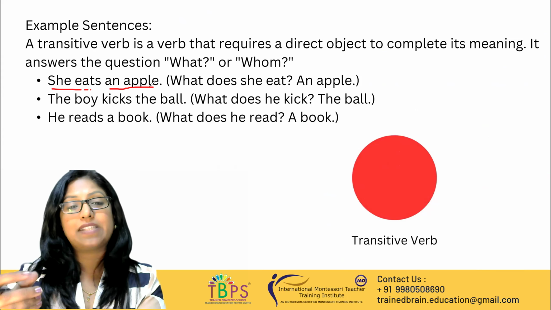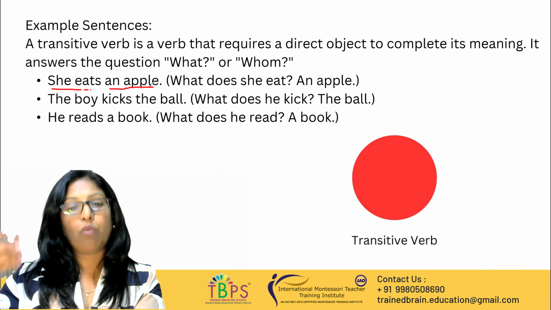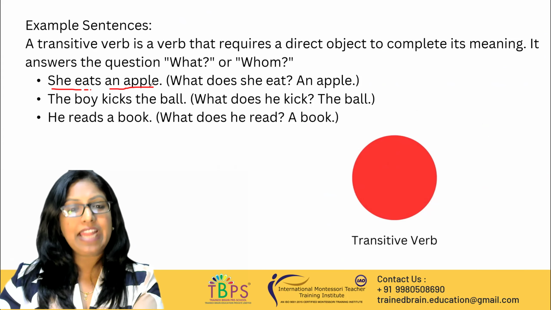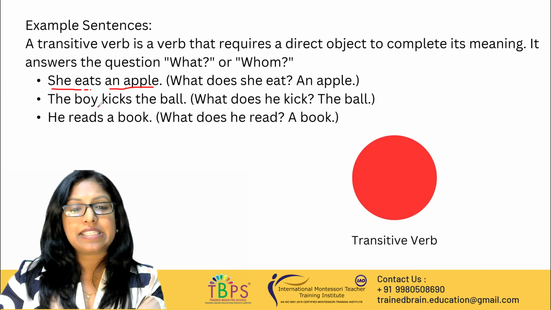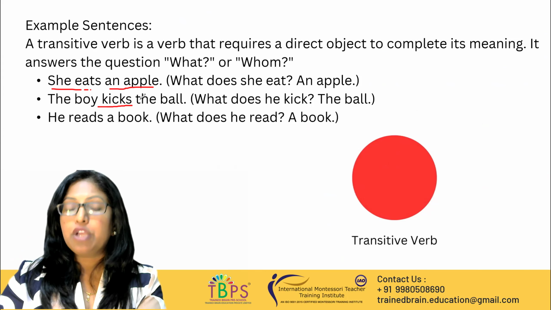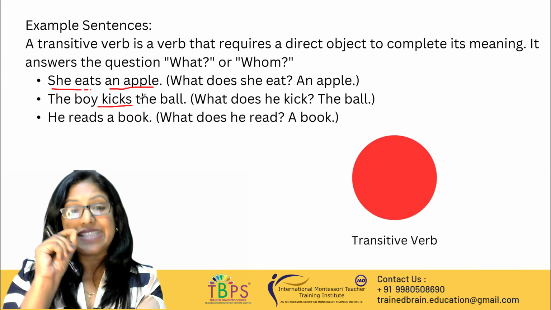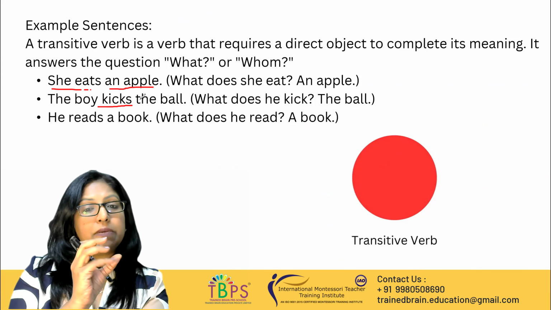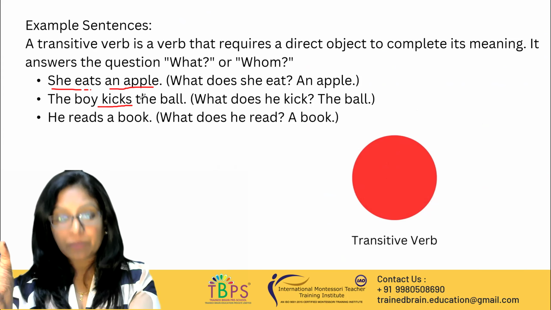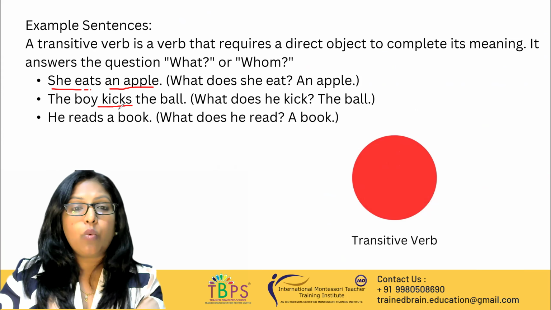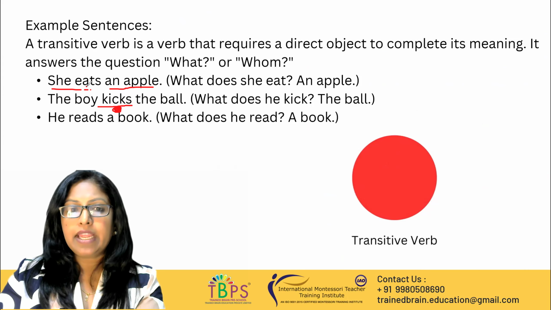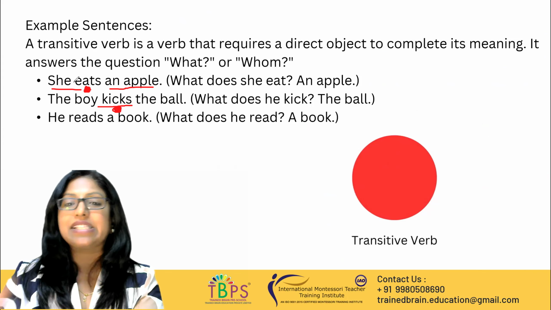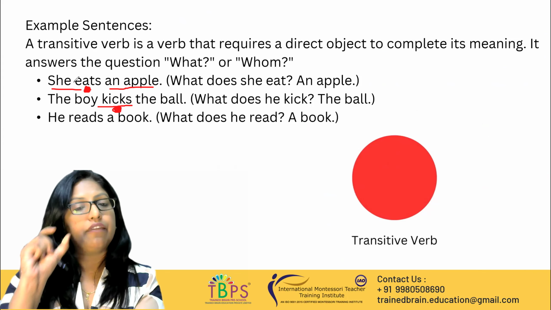Let's use some more words. The boy kicks. What does the boy kick? The ball, right? So here, kicks is a transitive verb. Whenever you have sentences like this, you have to understand: is the verb linking to the object? Yes. Then we mark this as a transitive verb. So eats is a transitive verb, and the child will have to mark a red circle under the verb.